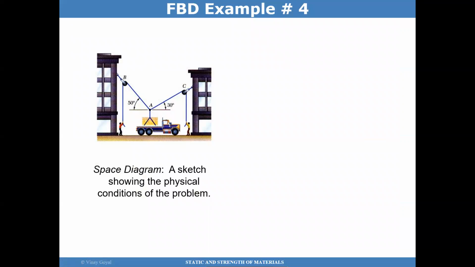In this example 4, I want to sketch a free body diagram for this truck with the two cables. The truck has a box, but this box is getting lifted from the truck. So the truck is basically not really part of this picture. It's really the two operators pulling on this cable through a pulley system, which then pulls the box or the crane up.